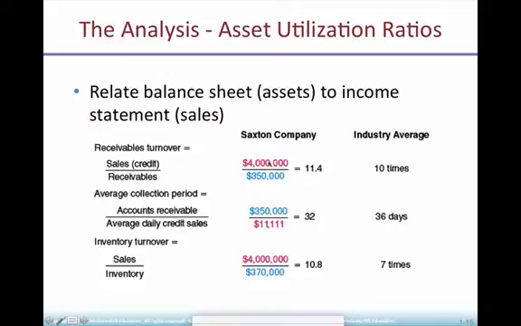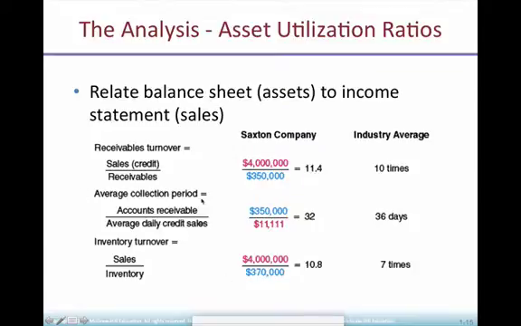The sales number we used on the profitability ratios is 4 million from the income statement. And the receivables, if you go back on the balance sheet, that's the number. So we do the calculations and we have a receivable turnover of 11.4 times, which is higher than industry average. So that's good. Our business turns over its receivable 1.4 times faster than industry average.